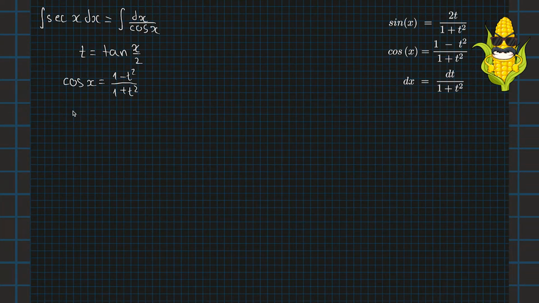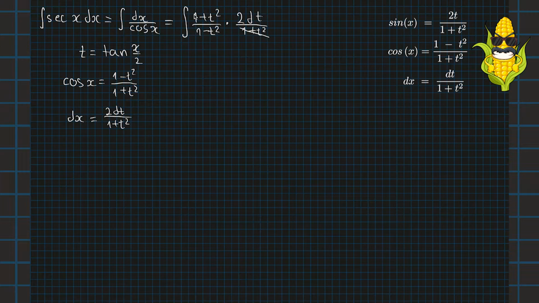And dx, we can either remember or derive it. This is not very difficult. We know that it's equal to 2 dt over 1 plus t squared. So that means that over here, I can write the integral of, I'm going to deal with the cosine first. I'm just going to take this expression and put in 1 plus t squared over 1 minus t squared, right? Because I have 1 over cosine. So this expression is just going to be flipped, times dx. I know what dx is: 2 dt over 1 plus t squared.